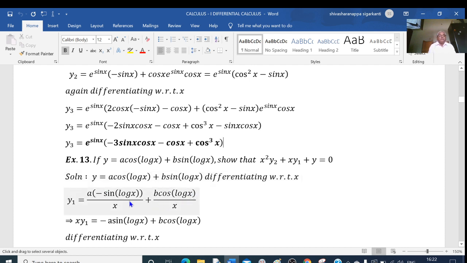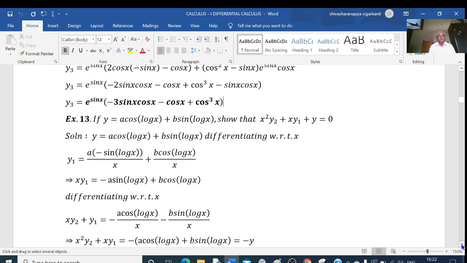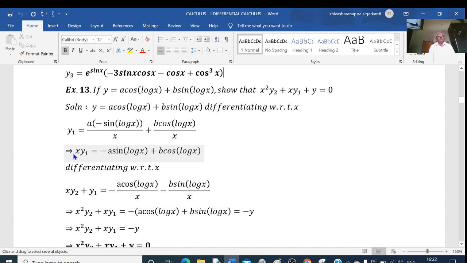Multiply this equation by x, we get x into y1 equal to, on the right hand side x gets cancelled, I am getting minus a sin log x plus b cos log x. Okay, x y1 equal to minus a sin log x plus b cos log x. Again differentiating this with respect to x, on the left hand side we have to use the product formula here. x is one function, y1 is another function.